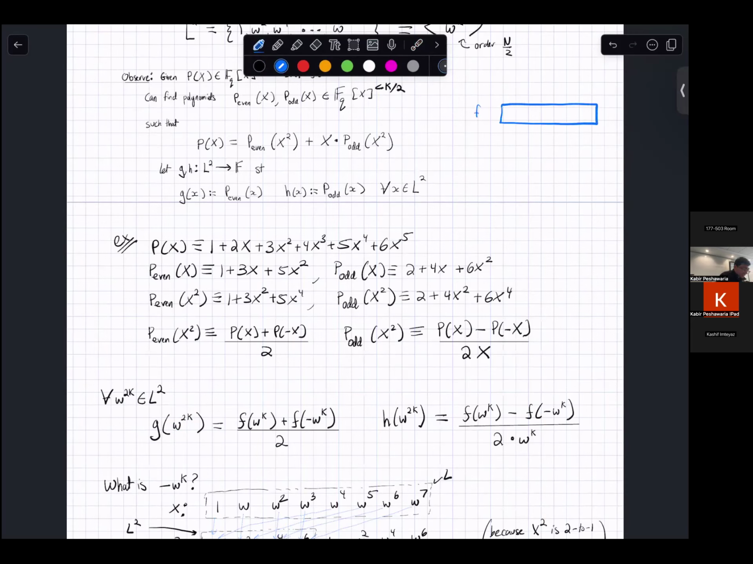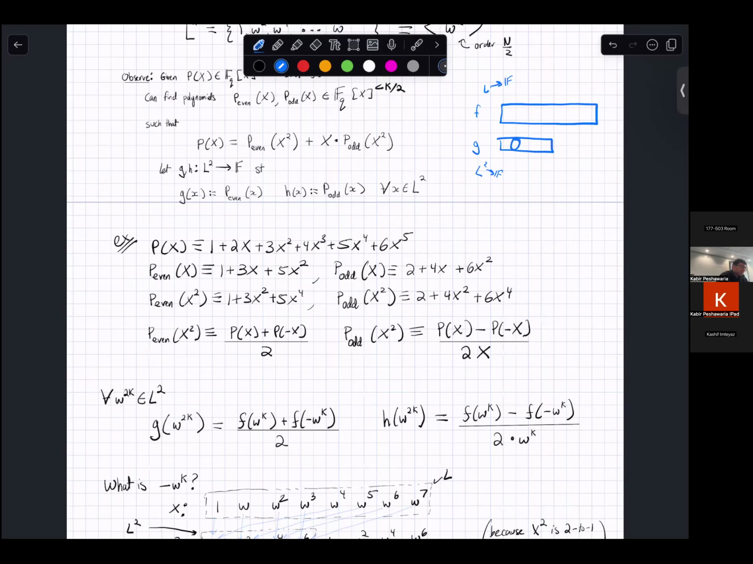We have F like this, and we have G like this. So F is some function that maps L to F, and G is some function that maps L squared to F. And remember, the size of L squared is half of the size of L. We want to compute some value for G. How do we do that?